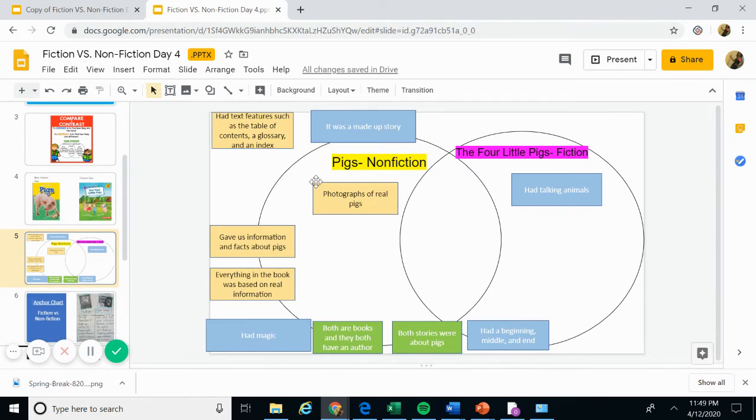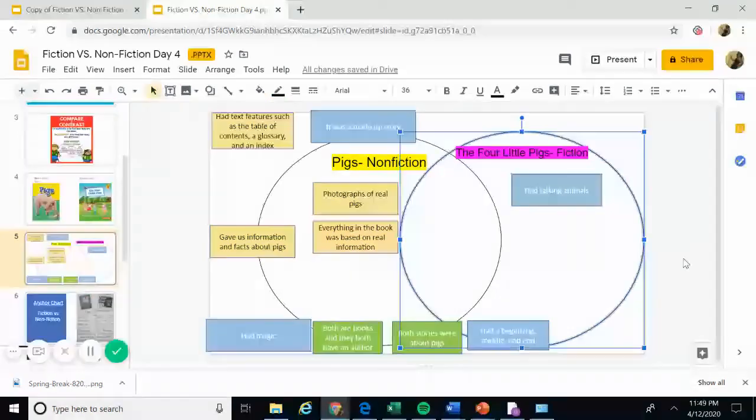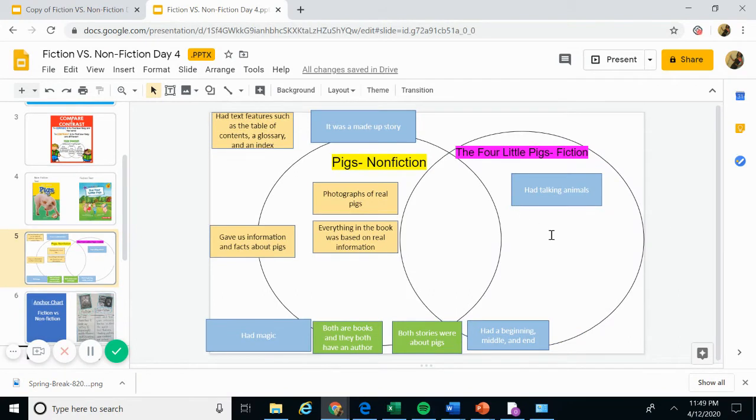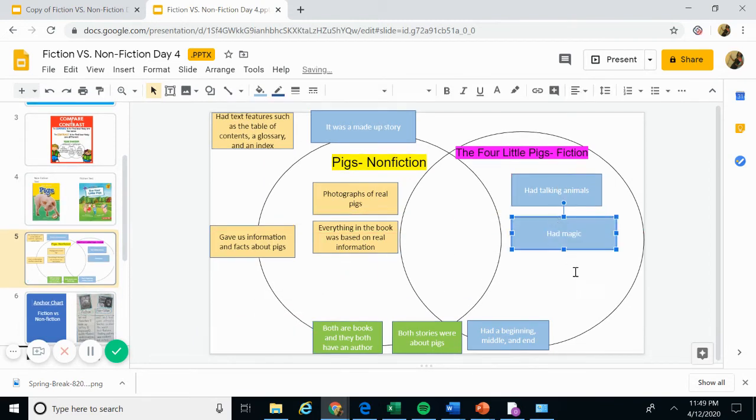Also, in the story Pigs, the nonfiction text, everything in the book was based on real information. But now in our fiction book, it had things that were not real. For example, it had magic. So I'm going to put that right here. All right, so now we just told how those two stories were different.